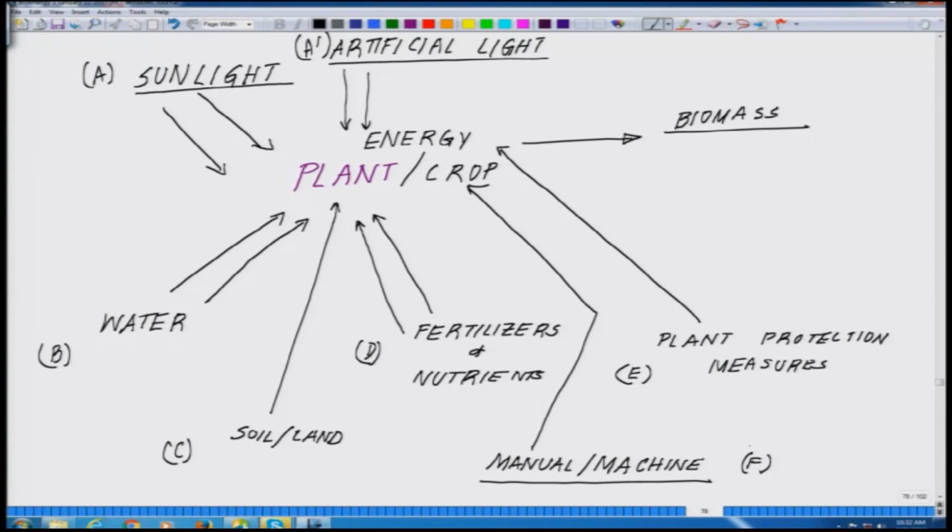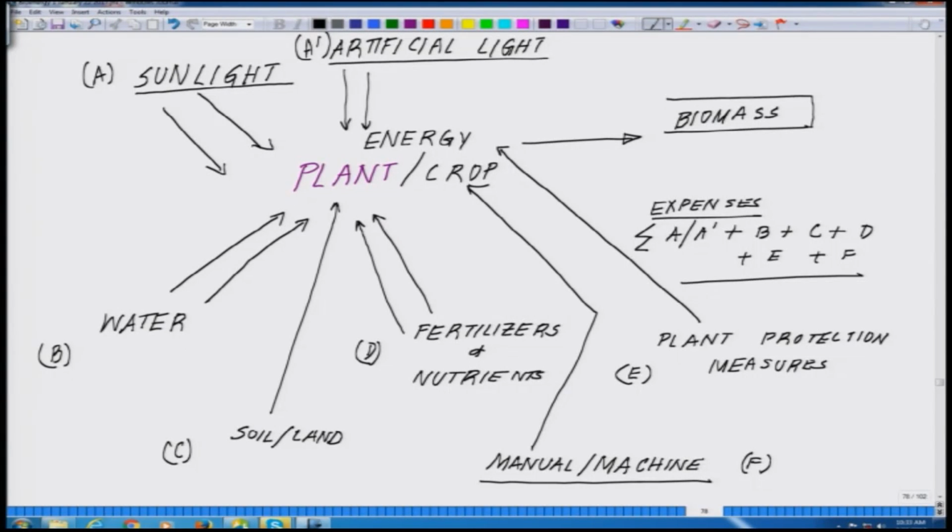So, these are all your expenses. Expenses include A or A prime, plus B, plus C which is soil and land, plus D, plus E which is plant protection measures, then you have the F. Now what you are producing is biomass. What is the form of biomass you are getting? That is what we are going to discuss today.